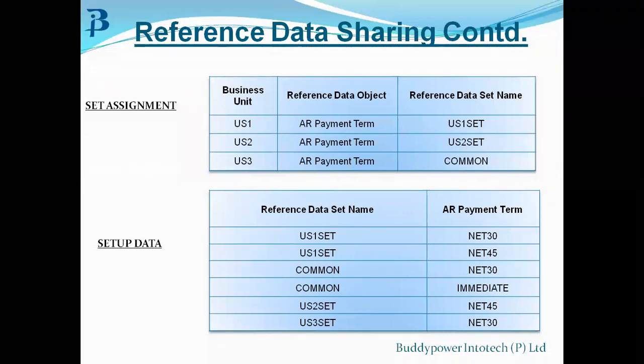He can access US1 set, and which is common. Tell me, which one will US1 set access? Net 30, and net 45, right. Net 30 and immediate. Correct, that's right, exactly. Ravi, you got the point? Now you tell me for US2. Correct, he can view the common as well.